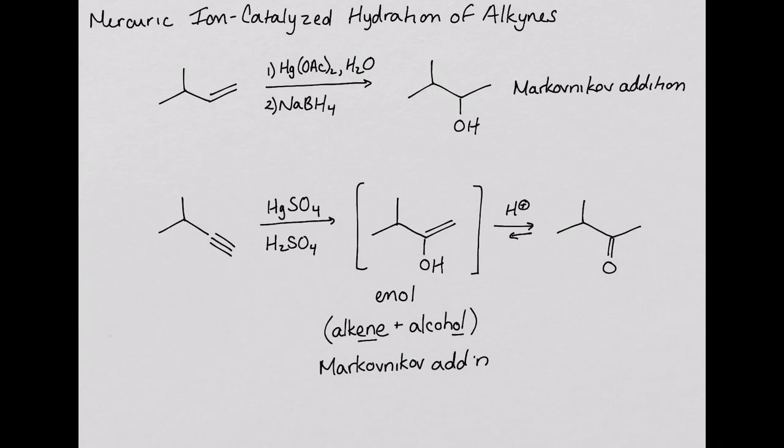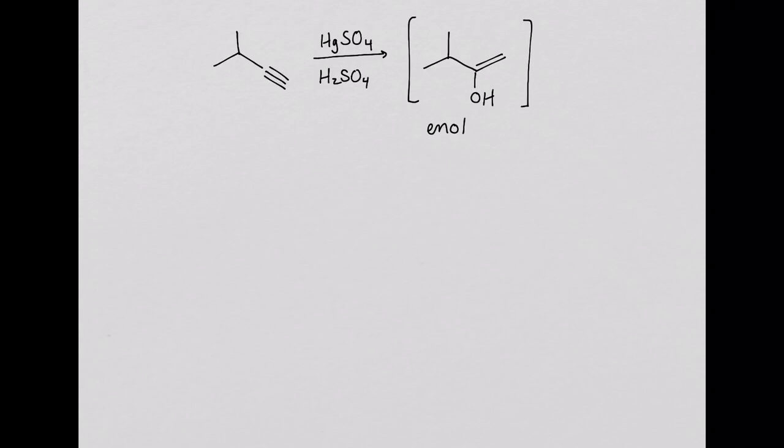In order to understand why we get Markovnikov addition, as well as why the rearrangement occurs, we need to look at the mechanisms for these two processes. First, let's look at the mechanism for the formation of the enol. The active catalyst for this process is the mercury 2+ ion. In the first step of the mechanism, the alkyne attacks the mercury ion. This forms a mercury alkene intermediate.